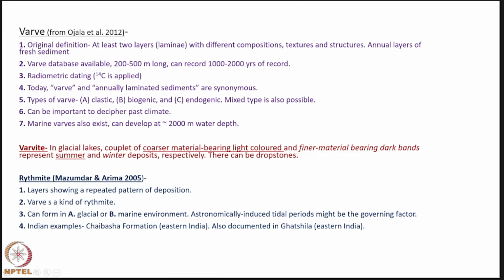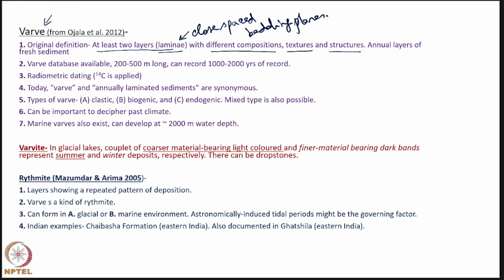While talking about layered sediments, varves are of special importance. The original definition of a varve is that there are at least two layers or laminae, that means closely spaced bedding planes, and they are characterized by different compositions, textures and structures. They can be annual layers of fresh sediments. Say every year fresh sediments are deposited, so each layer marks 1 year.